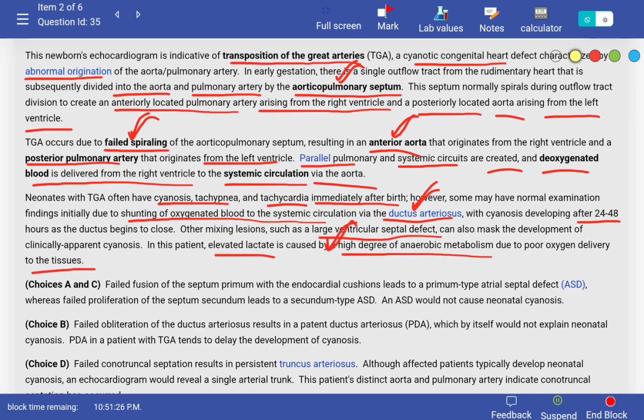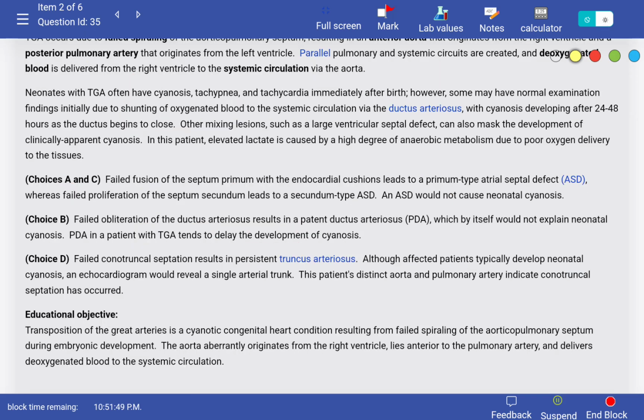Why not options A and C? Because failed fusion of the septum primum with the endocardial cushions leads to primum-type ASD, right? Whereas failed proliferation of the septum secundum would lead to secundum-type ASD. And ASD wouldn't cause neonatal cyanosis because that is providing left-to-right shunting. Okay.